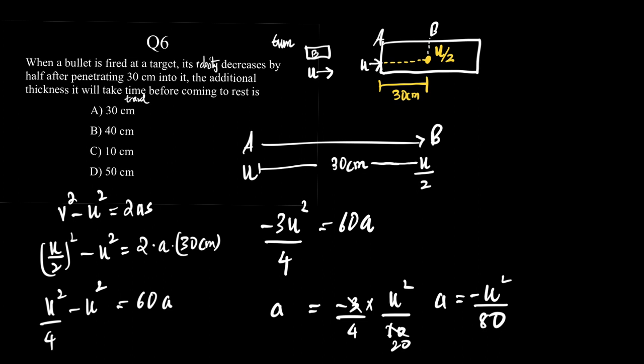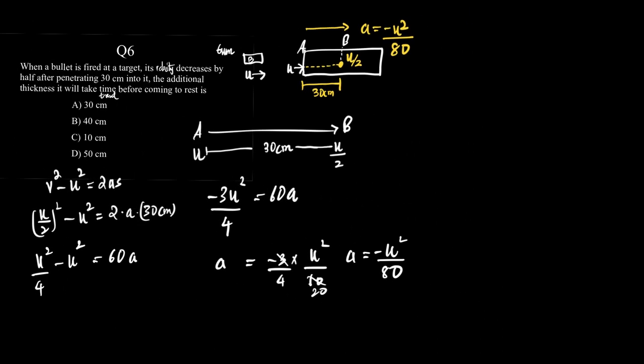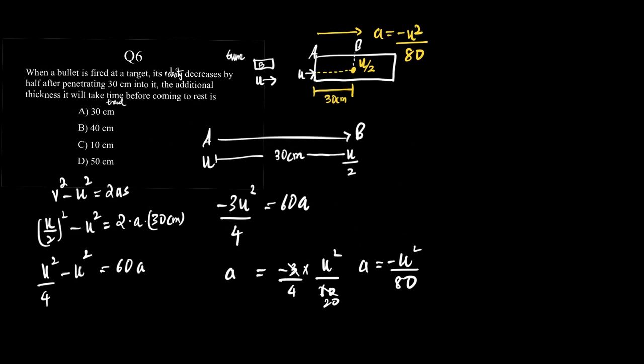Now, which means that the deceleration faced by the body here is a = u square by 80, or otherwise the acceleration is minus u square by 80. Now, is the question done? No. Why? Because we've been told the additional thickness before coming to rest, which means the bullet will slowly travel some more distance and at some point will come to rest, which means at this point the velocity will become 0. Let me mark that point as C.